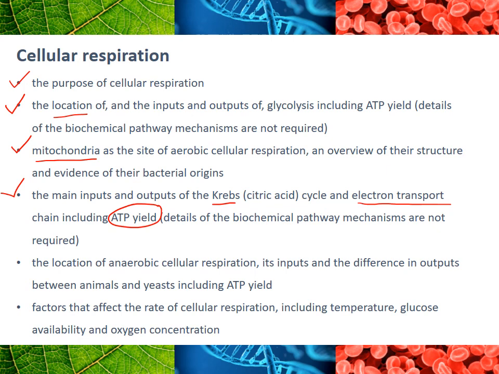We've looked at the location of anaerobic respiration, so that occurring just in the cytosol, and the difference in the outputs between animal and yeast. So again, we looked at the ATP, just the 2 ATP, but also the outputs including the lactic acid, the ethanol and carbon dioxide. And then finally, we had a look at the factors that affect the rate of respiration. So the temperature, glucose availability and oxygen concentration.